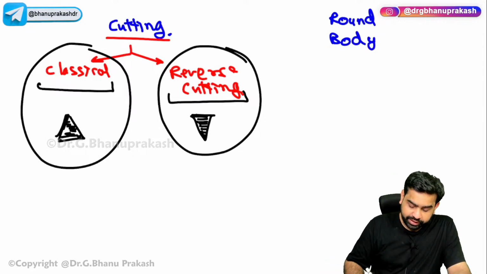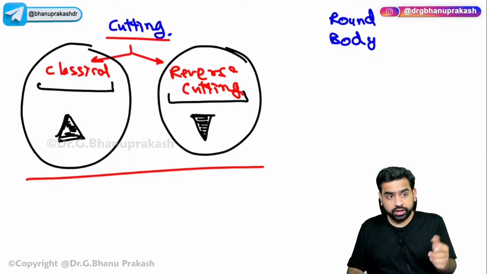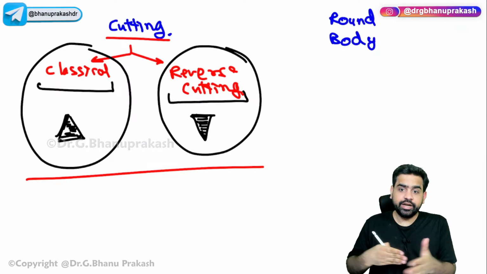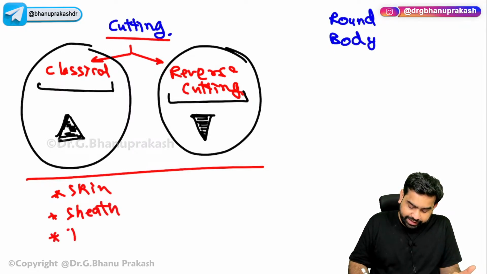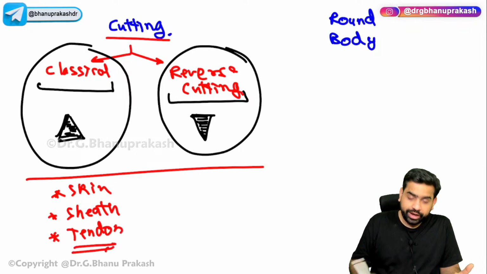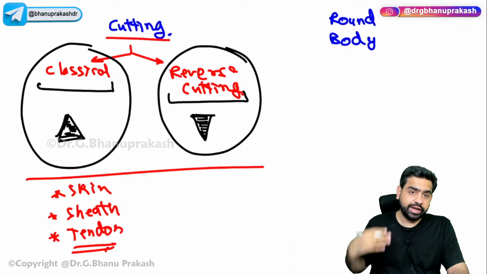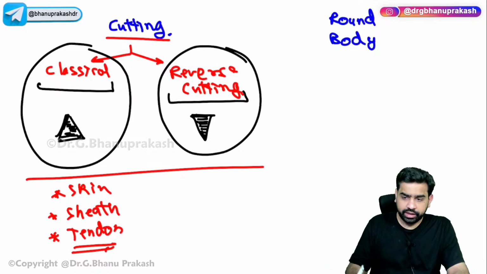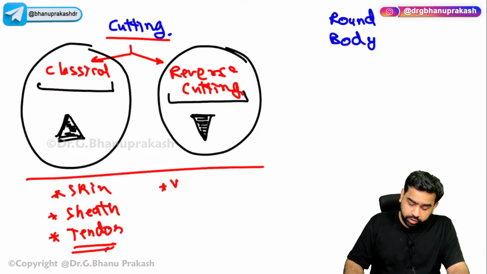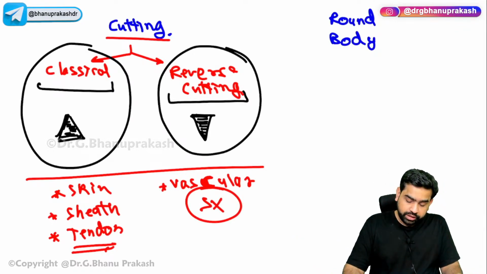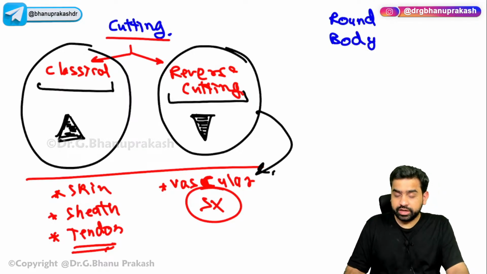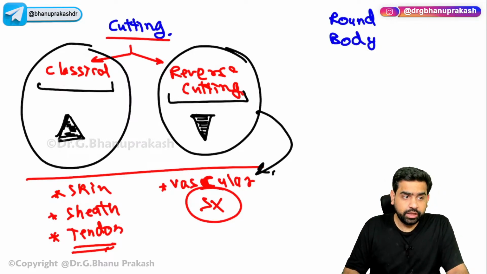Where do you use a cutting needle? Whenever there is a tough structure you want to enter, for example the skin, the sheath, or the tendon, you end up using a cutting needle. Even for vascular surgery, if you want to do a vascular anastomosis, you use a reverse cutting needle. Please try to understand this.